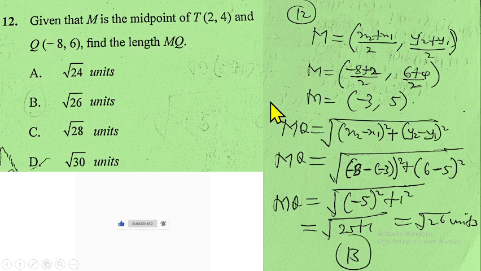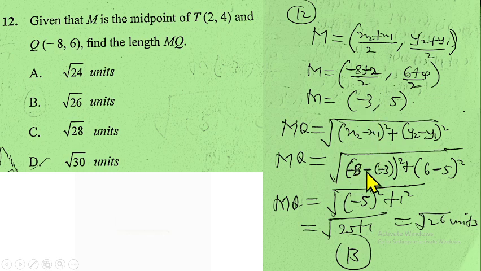Now that we know the midpoint M, we can find the distance MQ, or the length of MQ. How do we find the distance between 2 points given their coordinates? We have the square root of (x2 minus x1) squared plus (y2 minus y1) squared. So this one will help us to find the distance between 2 points given their coordinates. So this is our M and this is our Q. Our x2 is still minus 8, and our x1 is minus 3 here.